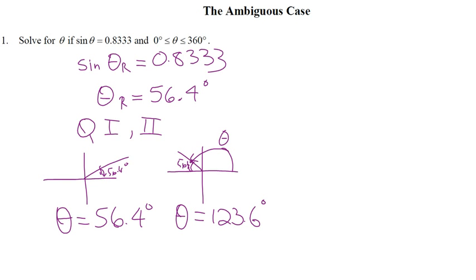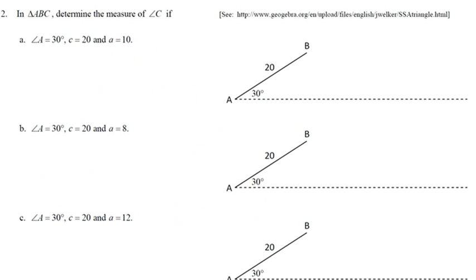Okay, so how does that relate to, what's this ambiguous case? Well, the thing is, if we have a triangle, and we have an angle and two sides. So we're saying, look, here's an angle of 30 degrees, and this side off the angle is 20. And I want to hang another side down from here, opposite angle A, which will be little a. And let's see what happens.